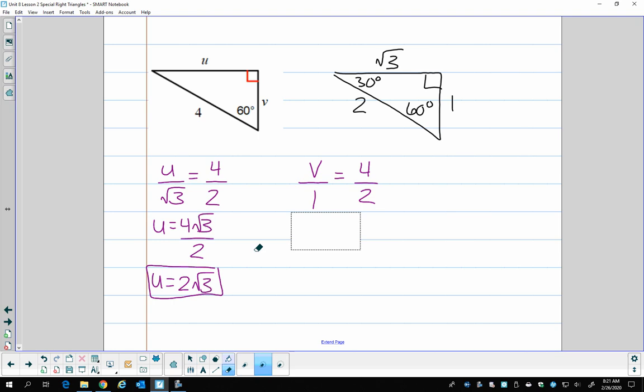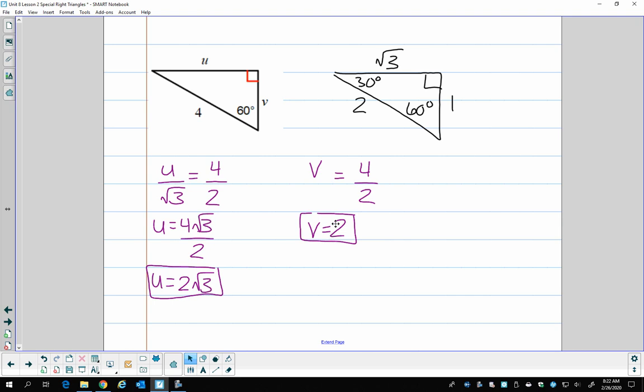V is related to 1. Again, I can just get rid of that. So V is 2. And once you do a bunch of these, you might get really comfortable with the relationships between the side lengths, and you won't have to actually set up proportions. Like if you know the shorter leg is half as big as the hypotenuse, you can just figure out that the shorter leg is half of what 4 is, which is 2.